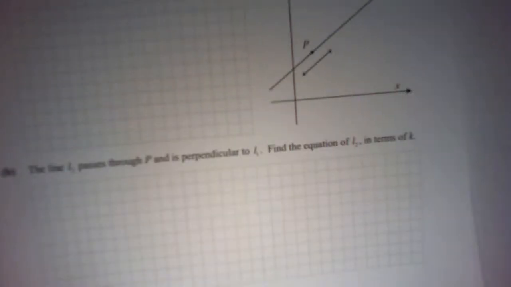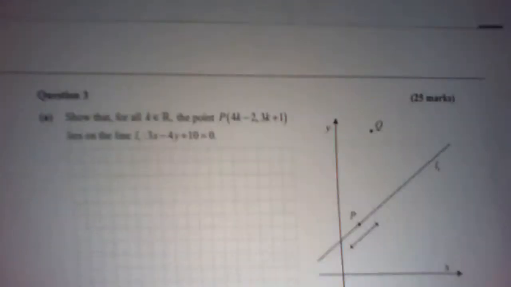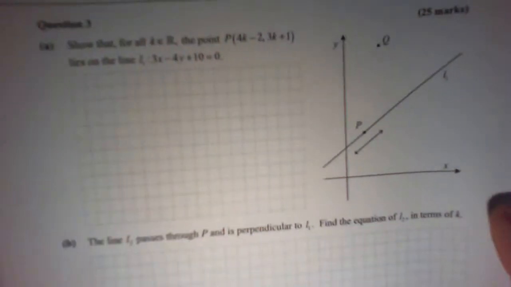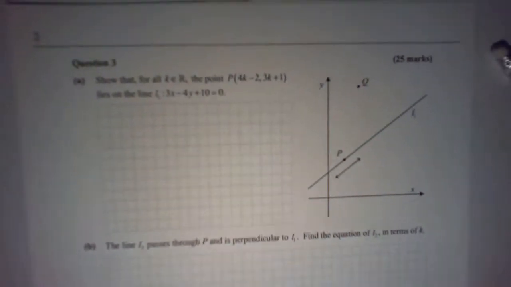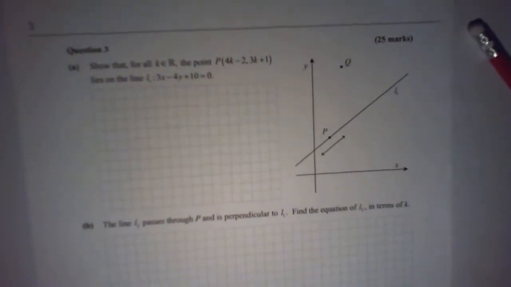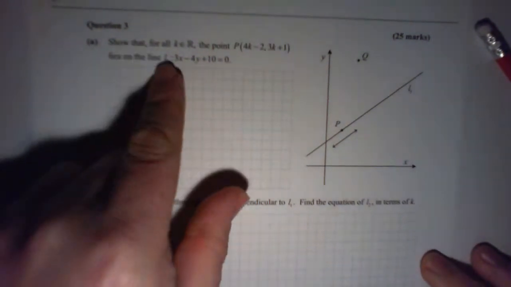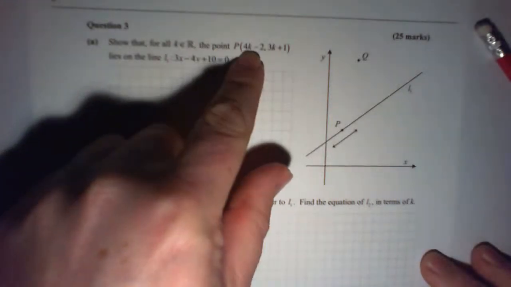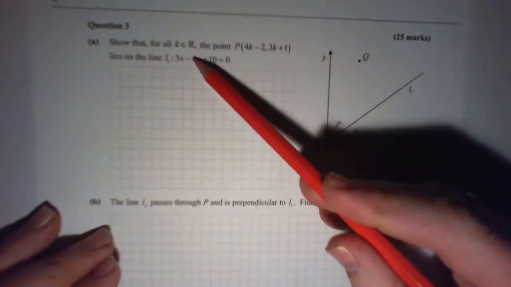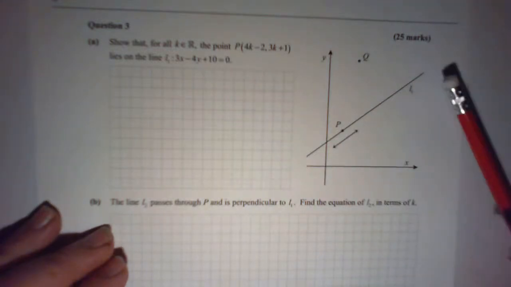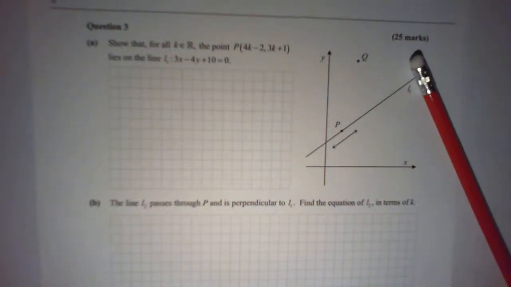Now, what's next? Okay, so we're on to the tough one now. So have a look at this one. A bit more space on this one. Show that for all k an element of the real numbers, this point is on this line. What do we know? If a point is on a line, then if you substitute it in, you get 0. Let us see if this is true.